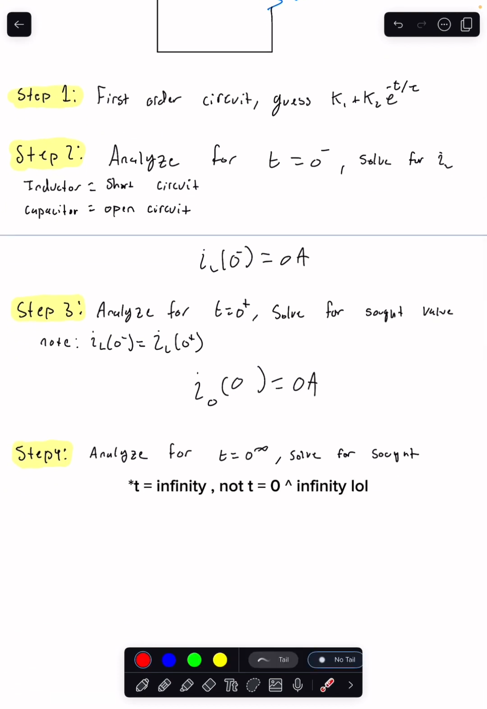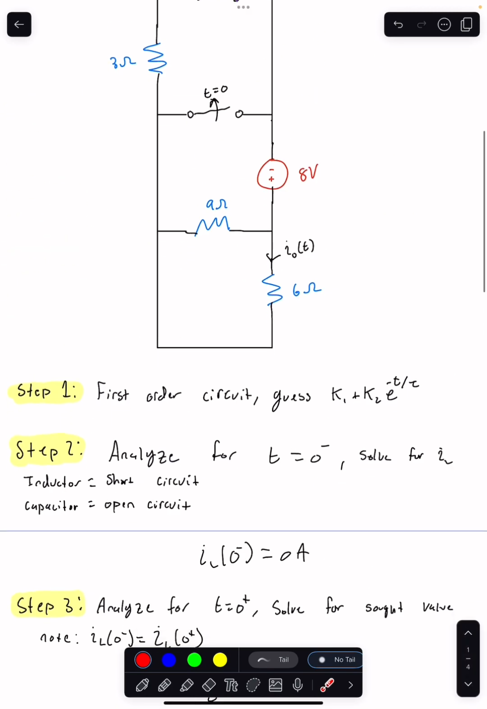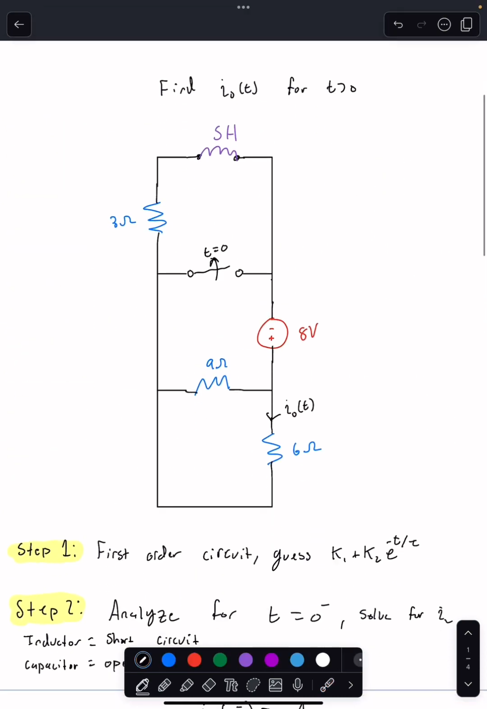Okay, now we want to analyze for t equals infinity. So now it's basically steady state but with the switch open. So as we said before, in steady state for an inductor, we have a short circuit. This switch will now be open.